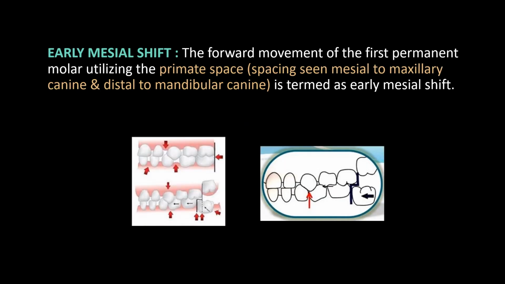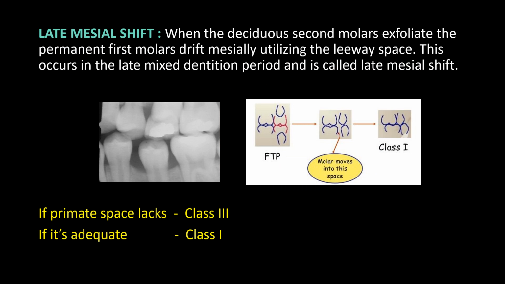Early mesial shift: the forward movement of the first permanent molar utilizing the primate space, spacing seen mesial to maxillary canine and distal to mandibular canine, is termed the early mesial shift. Late mesial shift: when the deciduous second molars exfoliate, the permanent first molars drift mesially utilizing the leeway space. This occurs in the late mixed dentition period and is called late mesial shift. If primate space is lacking, it becomes class 3 occlusion. If it's adequate, it becomes class I occlusion.